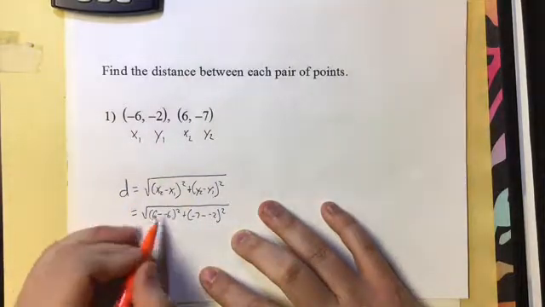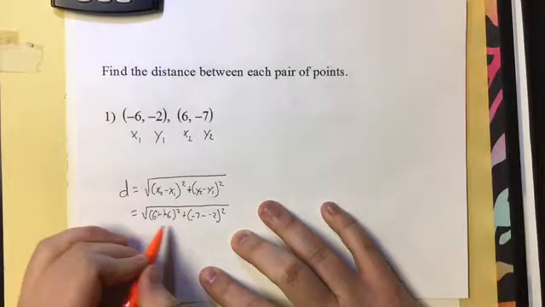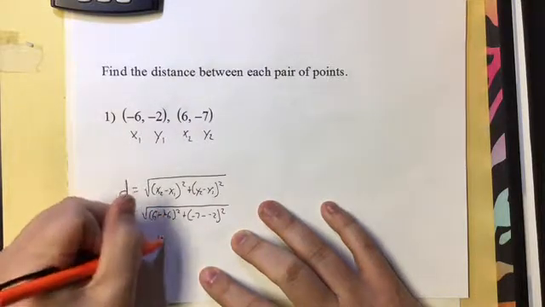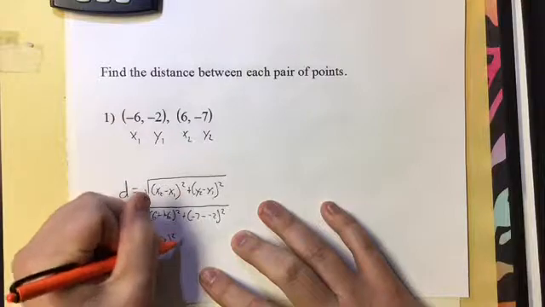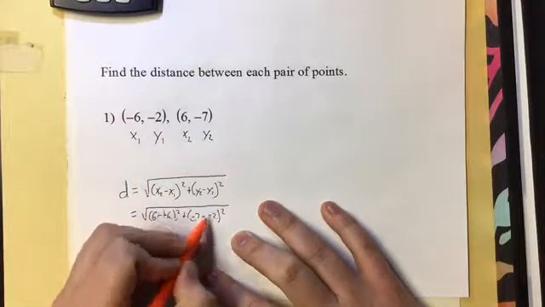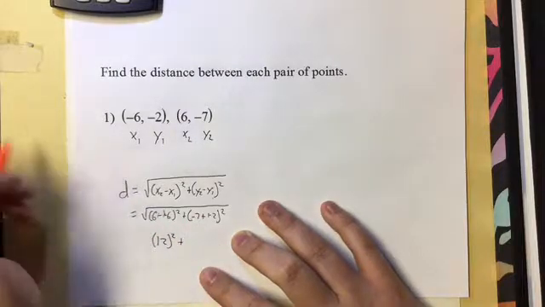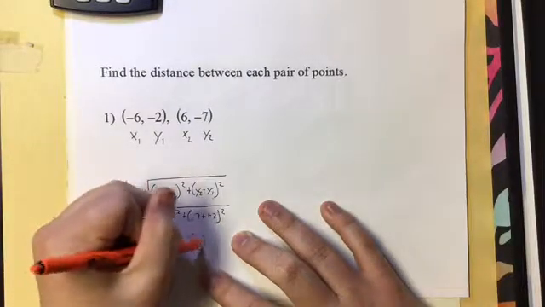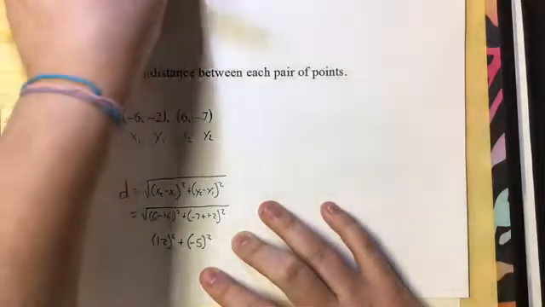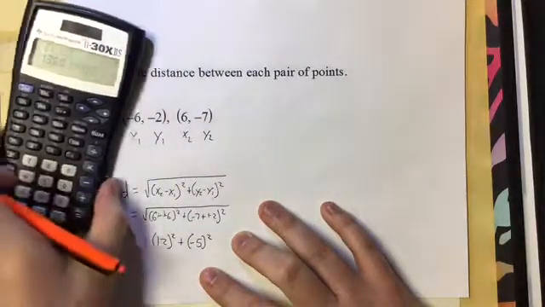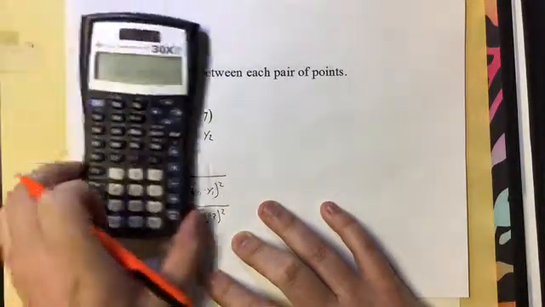6 minus negative 6, minus a negative is like plus positive, so 6 plus 6 is 12 squared, plus negative 7 minus negative 2 is like plus positive 2. Negative 7 plus 2 is negative 5 squared. Now again, like I said, when squaring that negative, you have to be careful.